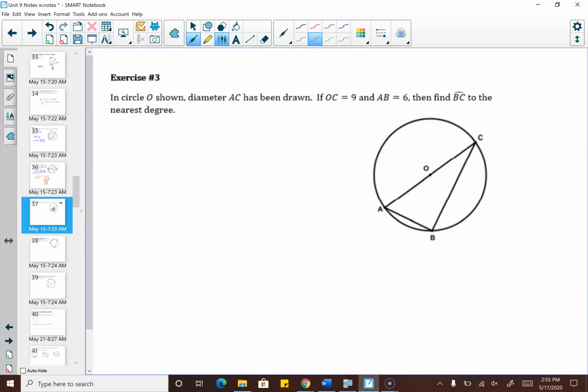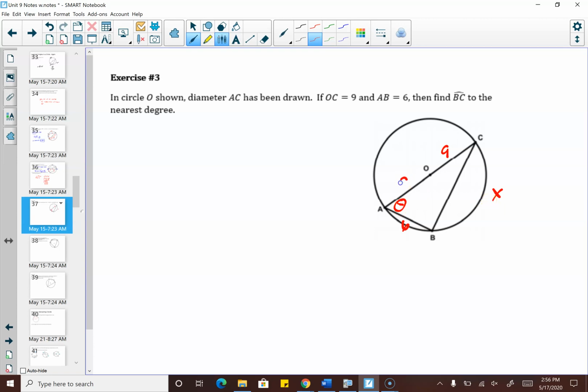In circle O, shown, diameter AC has been drawn. If OC is 9 and AB is 6, find the measure of arc BC. So just from those side lengths, we can't really find our arc. So what we need to do first is find the only angle that has something to do with that arc, and that would be A. So since angle A is inscribed to that arc, if we can find that measure, we can double it to get to our arc.